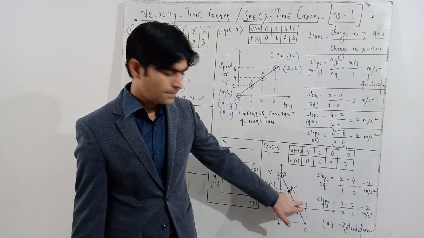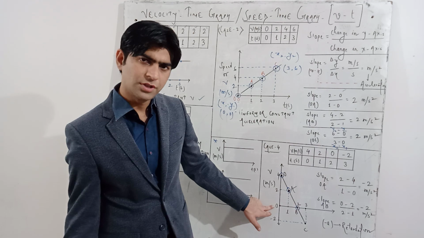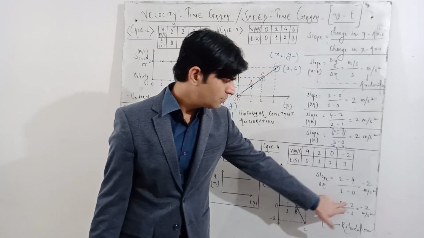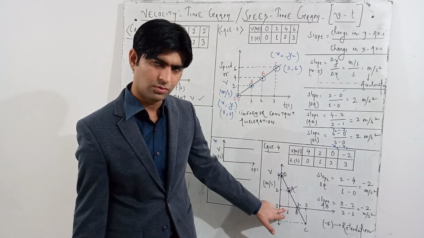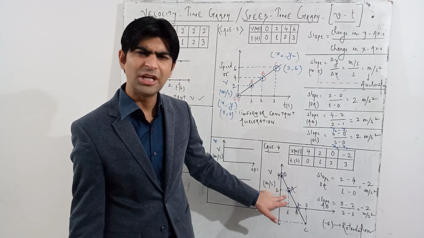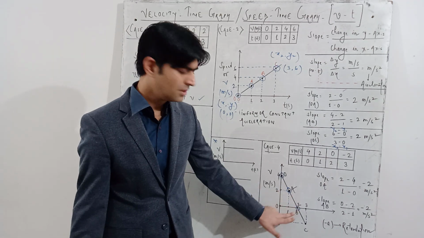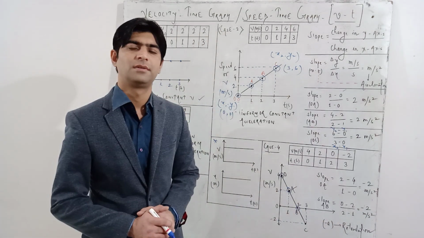2. What is written on the x-axis corresponding to point A? Sorry, corresponding to A is written 1. So 2 minus 1. It is for portion AB. So 0 minus 2 over 2 minus 1. This is minus 2 meter per second square.